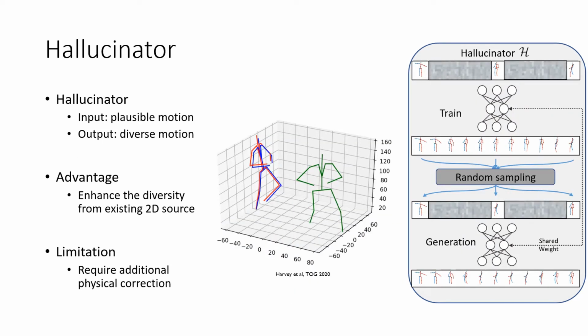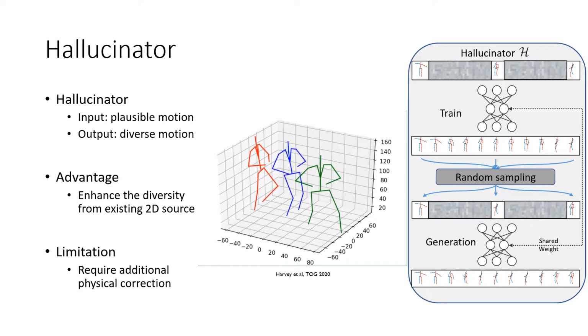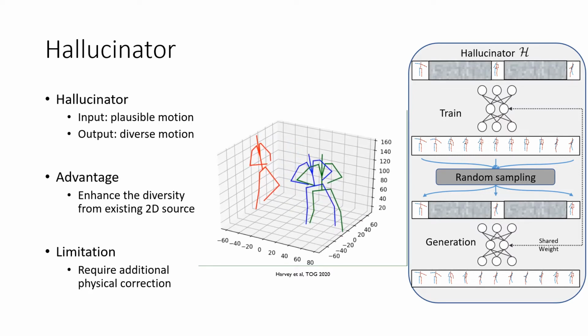The Hallucinator can generate diverse motion based on a plausible motion database. The advantage is enhancement of data diversity. The limitation is that it requires additional physical correction for artifacts such as foot skating.